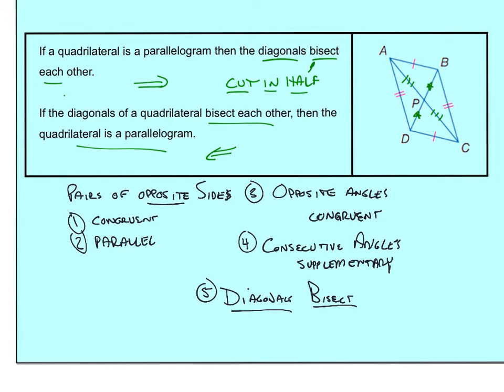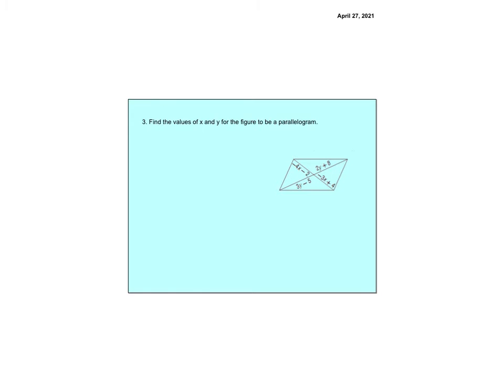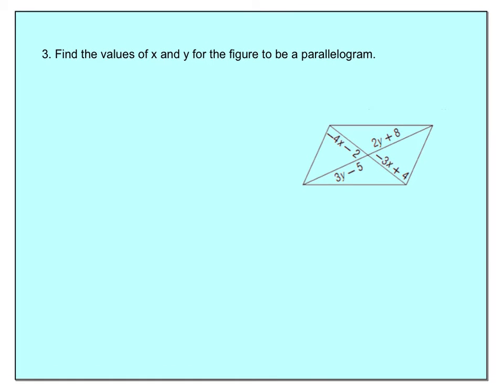Okay, if something is a parallelogram, all of these are true. Okay, and if you need to prove something is a parallelogram, well, if you can prove one of these things, then it's a parallelogram. So now here, figure out the values of x and y for that to be a parallelogram. So now let's look. Remember, they bisect. Those are the diagonals. They bisect.